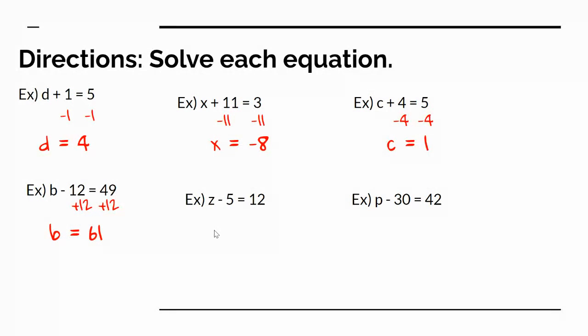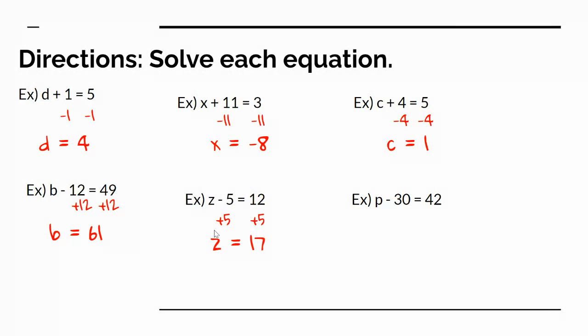z minus 5 equals 12. I'm trying to get z by itself. Minus 5 is in the way. The opposite of minus 5 is plus 5, so I'm going to add 5 to both sides. Because addition is the inverse of subtraction, I move the 5 because I'm trying to get the variable z by itself. And what I do to one side, I have to do to the other to keep it balanced. I'm left with z on the left side, and 12 plus 5 is 17.